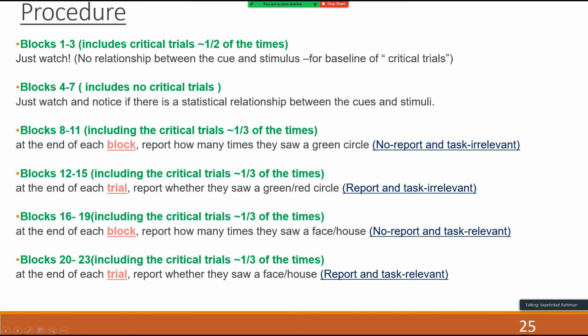It is very important to sometimes say face and sometimes say house to different participants, because if you ask them to attend more to the face, there might be more face detectors for the length of this block. And finally, report and task relevant: just report whether they saw a face or a house. What I don't tell them is that there are going to be some critical trials where what you see is not a face nor a house. It's a mix. They're not going to know that.